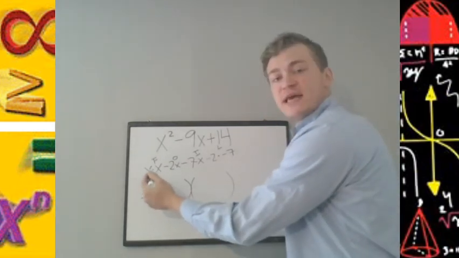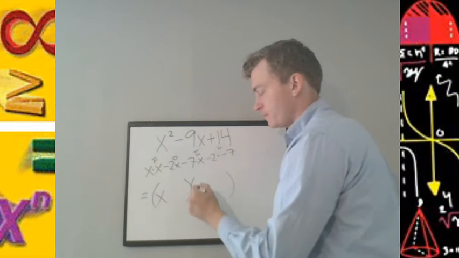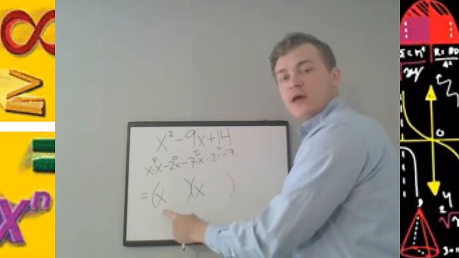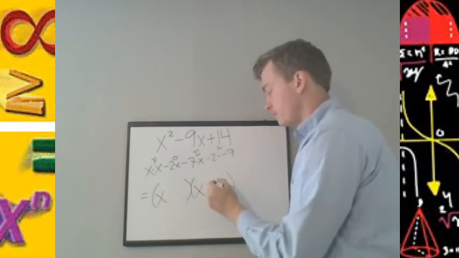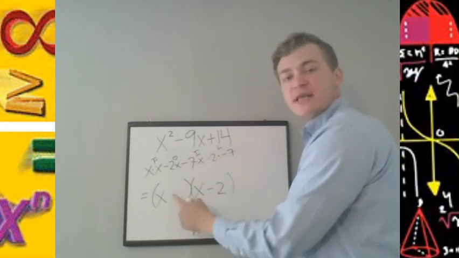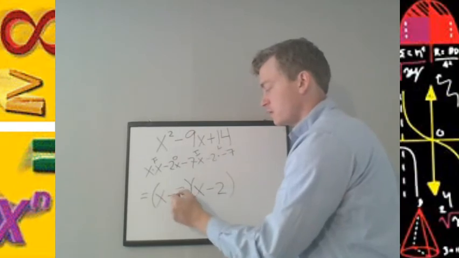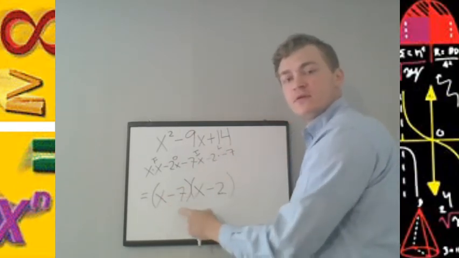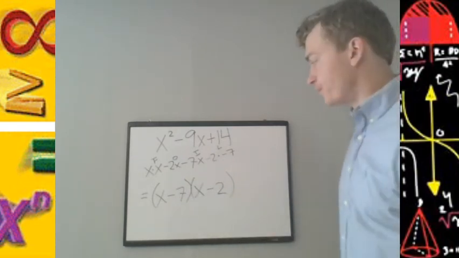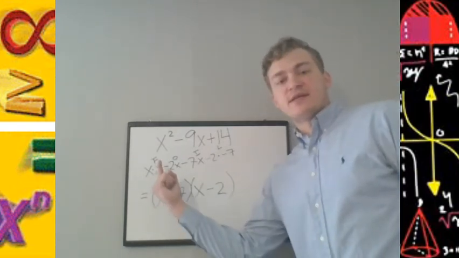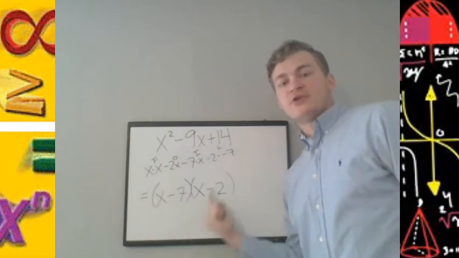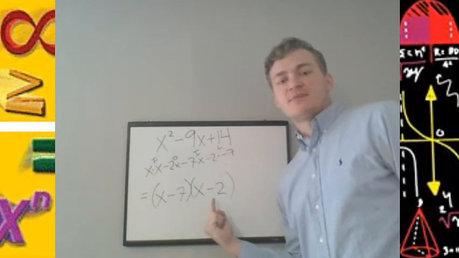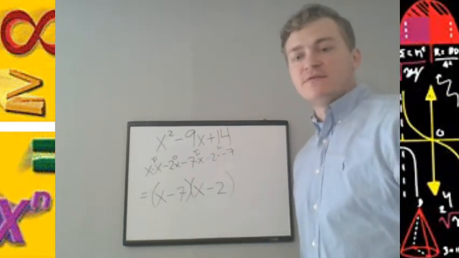Product of the first terms is x and x. Well, they go here. The product of our outside terms, negative 2 and x, negative 2x. Product of our inside terms, negative 7 and x. Product of our last terms, negative 2 and negative 7, or in other words, negative 7 and negative 2. And you can always check that. x times x is x squared. Minus 2x minus 7x is minus 9x. Minus 7 times minus 2 is a positive 14.